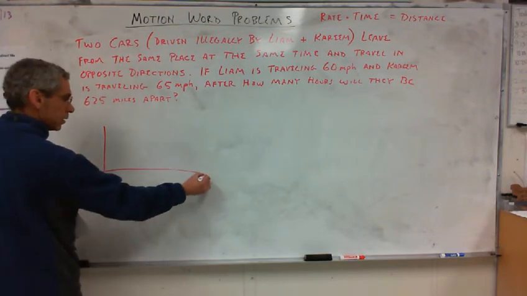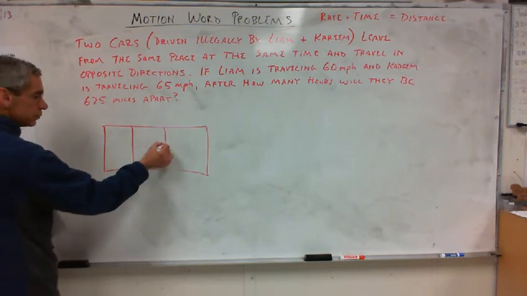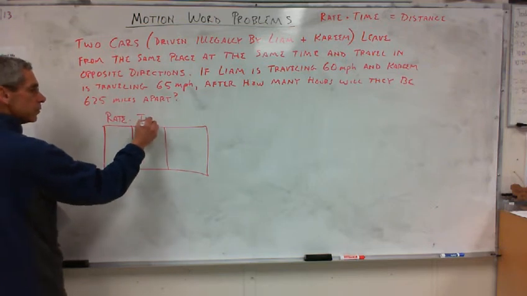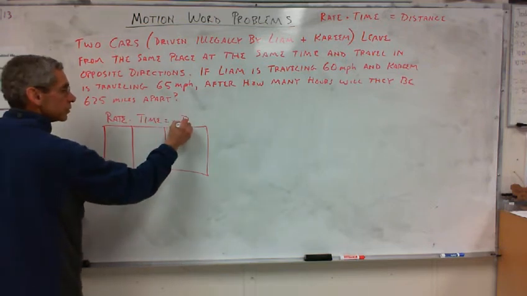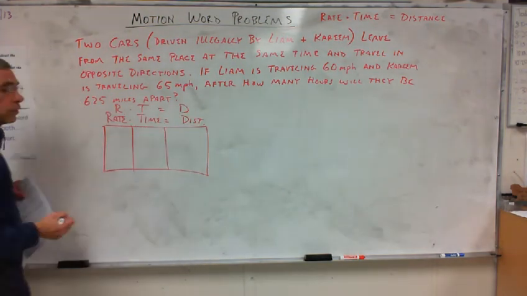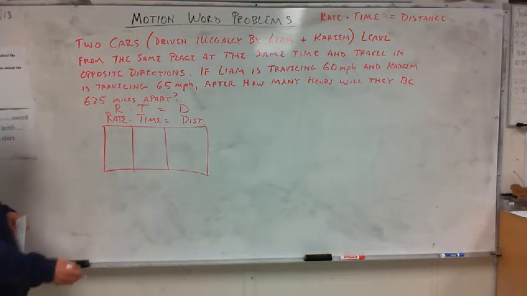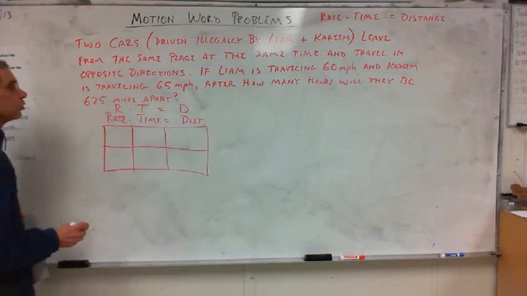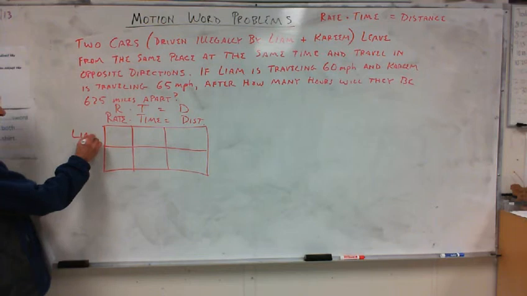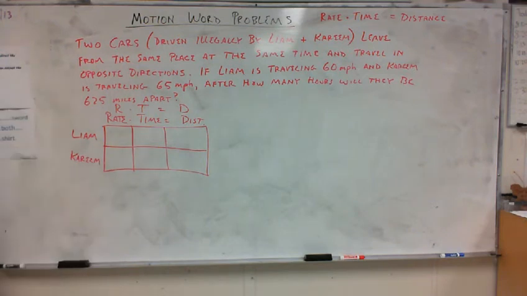We have 2 people, right? It's just 2 rows, and we're going to have 3 columns. We have rate, and you always write above it: rate times time equals distance. Or you could just write R times T equals D, however you want to do it, to save time. You don't have to do the whole word. But rate times time equals distance. You're going to have 2 rows because there's 2 people, 2 cars. There's Liam and Kareem. So I'm going to write Liam, and I'm going to write Kareem. L and K. Okay?